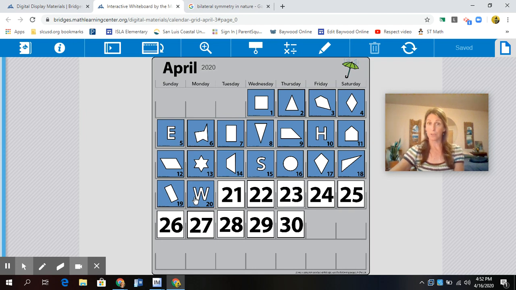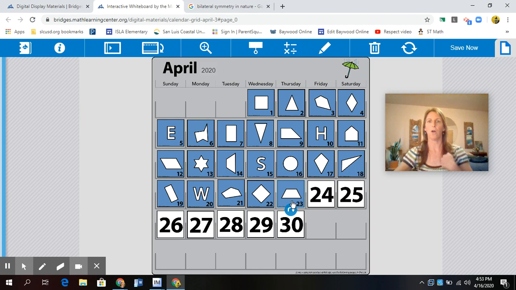It's the letter W. It was symmetrical. I'm going to do the whole week with you right now. So we had symmetrical, symmetrical, not symmetrical. Symmetrical, symmetrical. What's that shape right there, kiddos? It's a trapezoid. So symmetrical, symmetrical, not symmetrical. That one's a little tricky. It kind of reminds me of the 12th over there. Not symmetrical. So symmetrical, symmetrical, not symmetrical.